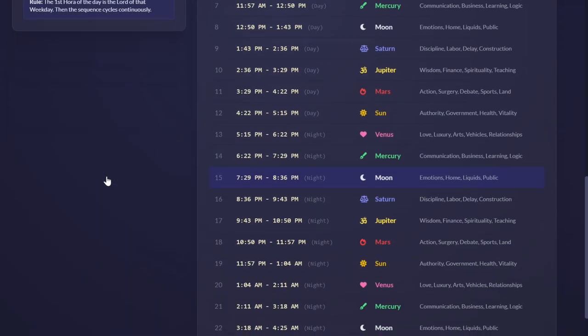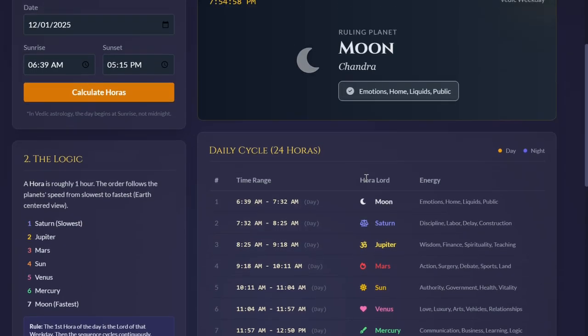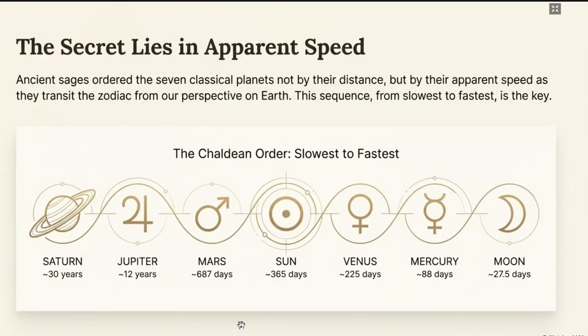Press calculate Horas. So once you do this, it will calculate the Horas. Now see, why does this Kumbh Mela happen once in 12 years only? Yes, sir. Good evening everyone.